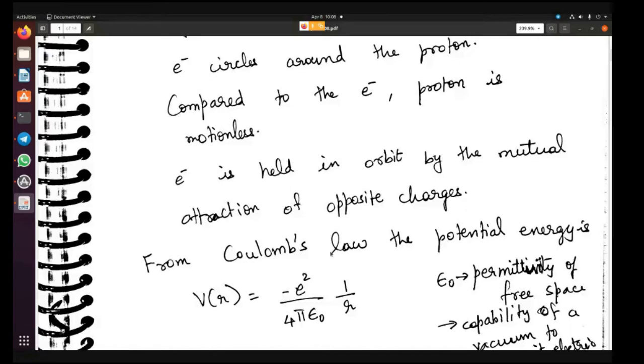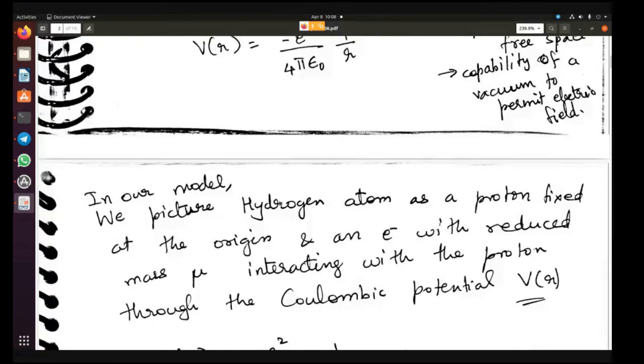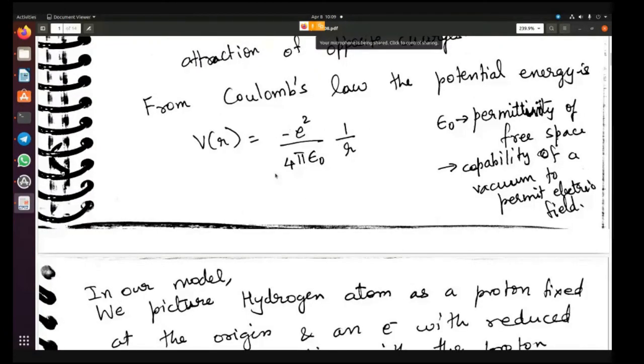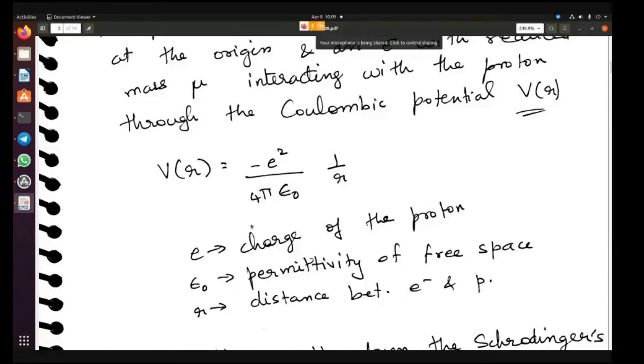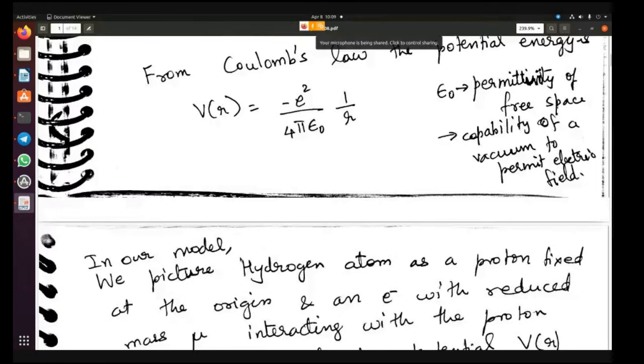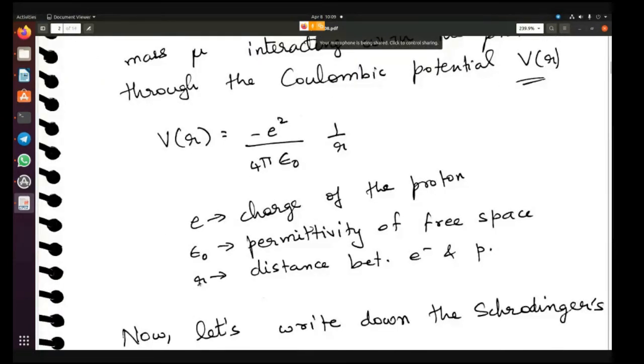So in our model, we will picture the hydrogen atom as a proton fixed at the origin and an electron with reduced mass interacting with the proton through this Coulombic potential. I think I've already written all of this. R is the distance between electron and proton, epsilon naught is the permittivity of free space, and e is the charge of the proton.